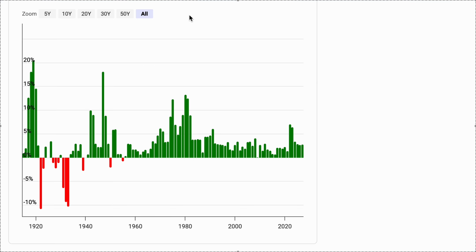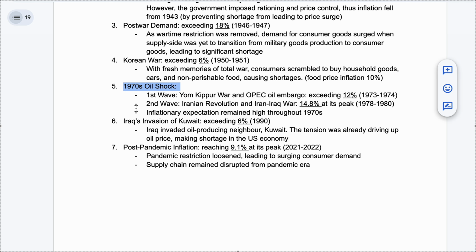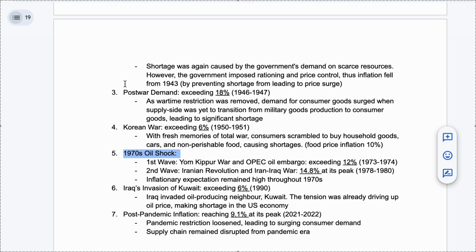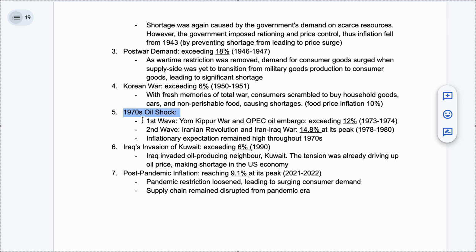Okay, let's go back to the graph and look at what happened throughout the 1970s. We have a huge spike in inflation here and here too. Even when it's not as high as its peak, it's still almost 5%, which is very high. So inflation was very high throughout the 1970s, and I'm gonna explain why that happened, and it happened for different reasons from previous examples. So the first wave was because of the Yom Kippur War that happened in the Middle East.